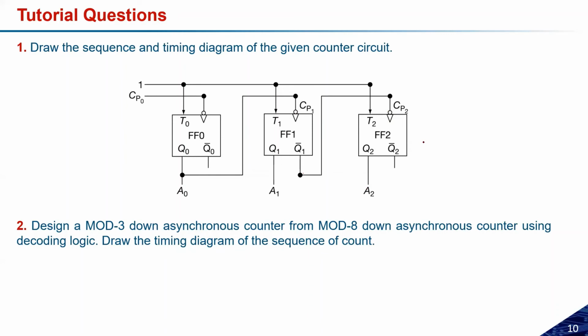The next problem is to design a mod 3 down asynchronous counter from a mod 8 down asynchronous counter. Just like we did in the previous slide, where we designed a mod 5 counter with the help of mod 8, similarly you can design a mod 3 counter with the help of a mod 8 counter. So this is the homework. Please do it at home.